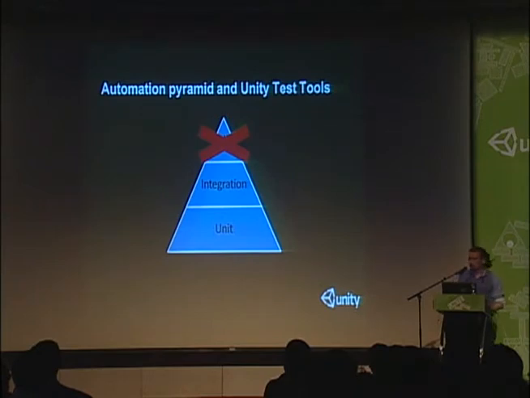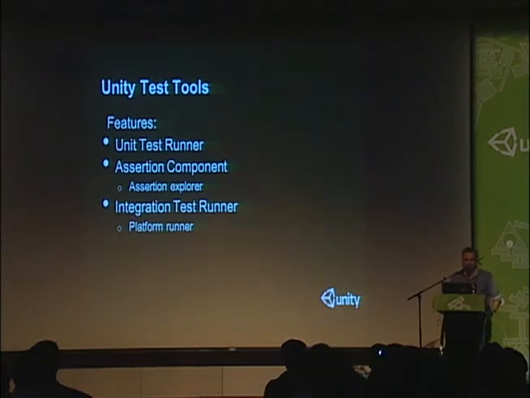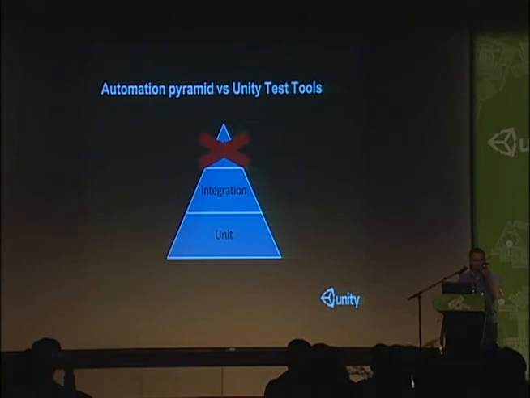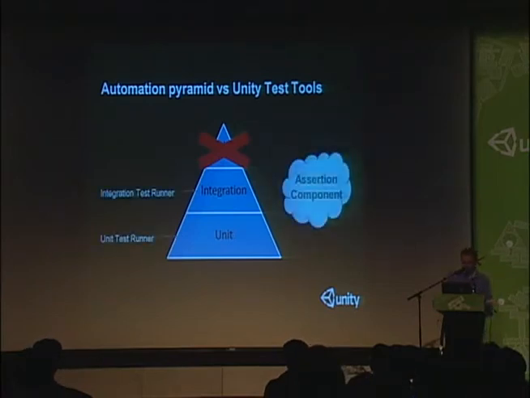So in Unity Test Tools, we cover only those bottom two layers. In the package, you will find Unit Test Runner, an assertion component that comes with Assertion Explorer, an integration test runner, and a platform runner for running integration tests on the platform you're developing for. So how does it map on the pyramid? I think it's not hard to imagine, but you can see the assertion component on the side because you can consider it a semi-automation thing, but I'll get back to that later.